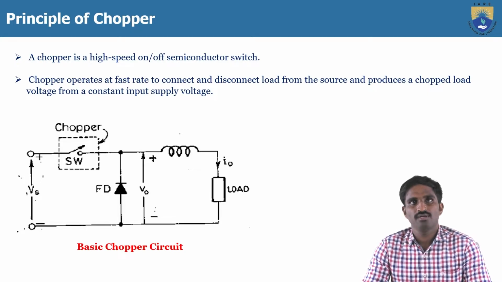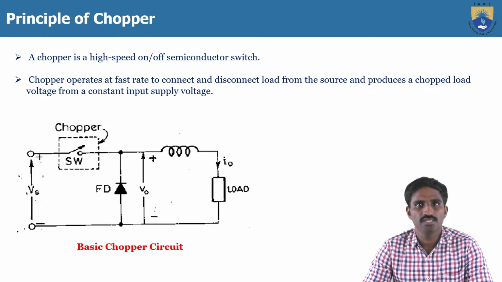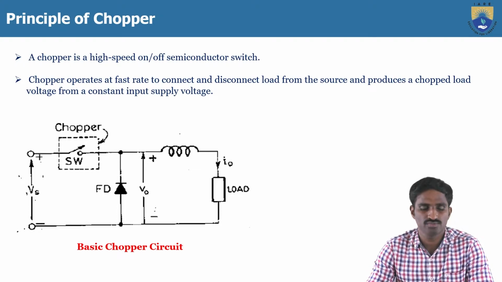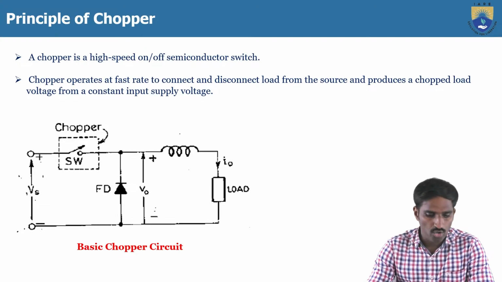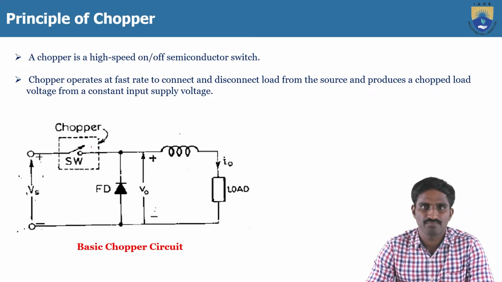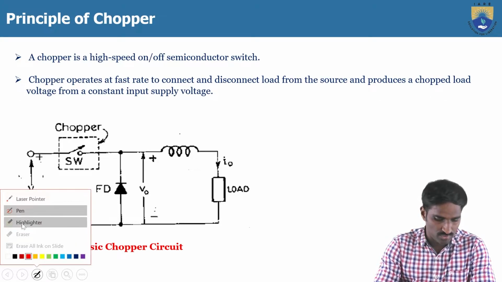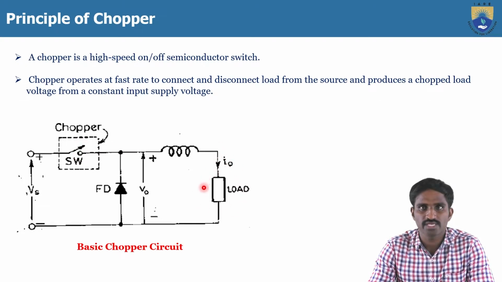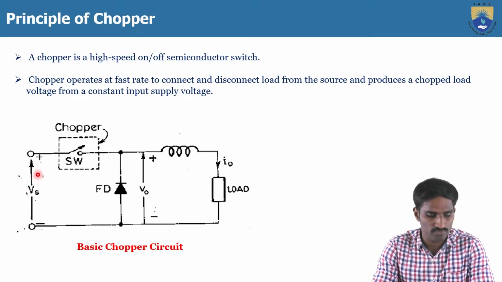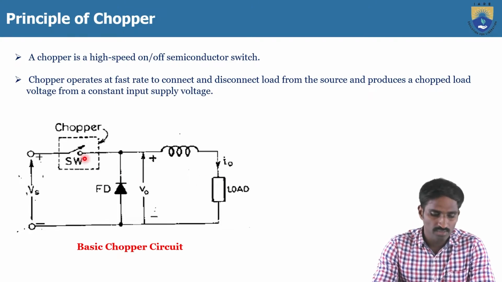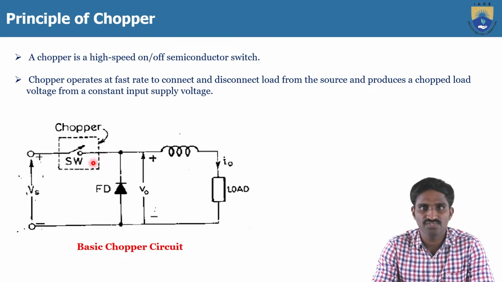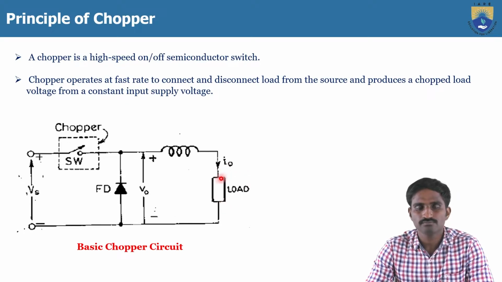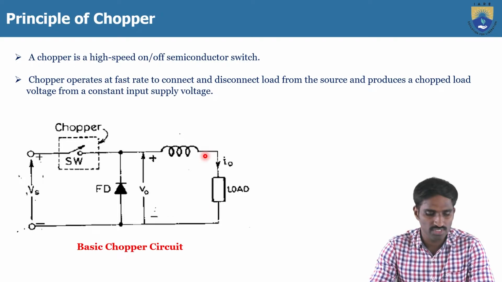Then we will go for the principle of the chopper. Here I have shown the basic chopper circuit. A chopper is nothing but a switch, and by operating the switch only we operate this chopper. The operation of the switch is turn on and turn off. By performing the turn on and turn off, we are able to get a variable output voltage across the load while giving a fixed input voltage. The input is DC and the output is also DC, but by performing the switching operation, which is on and off, we get the variable output voltage.